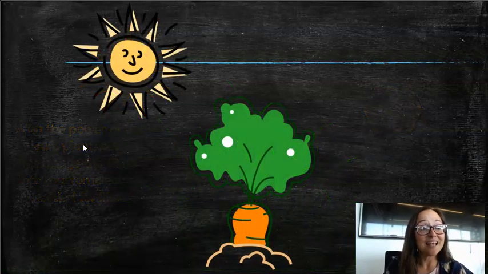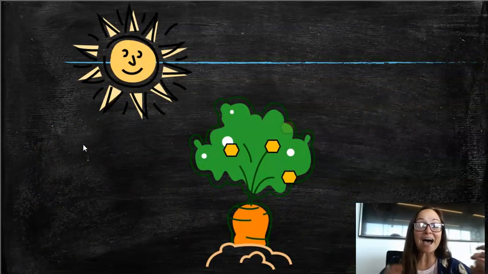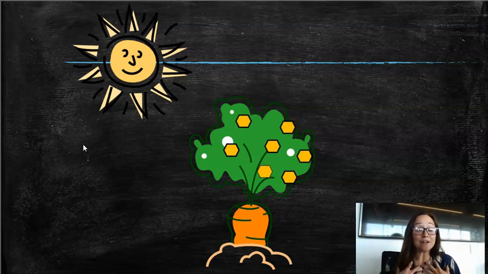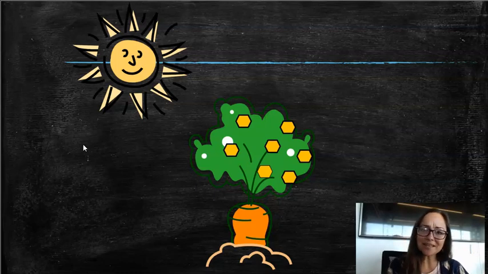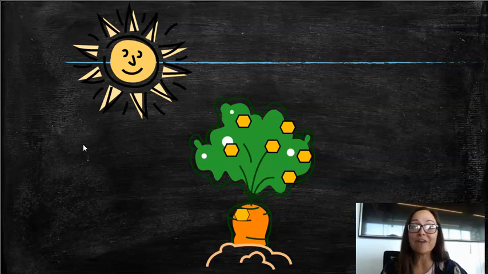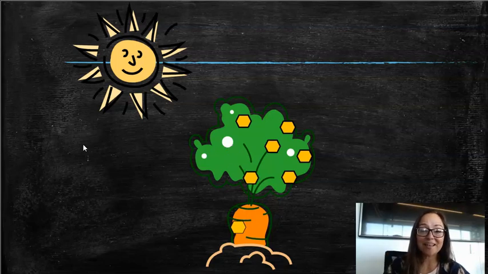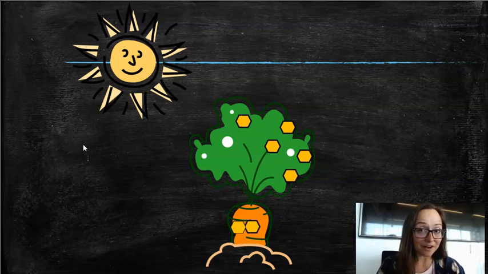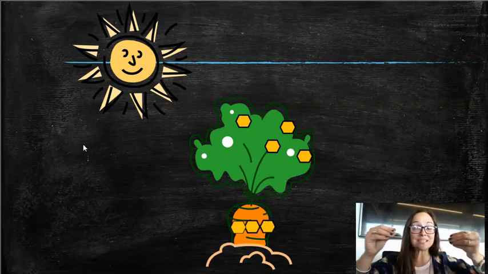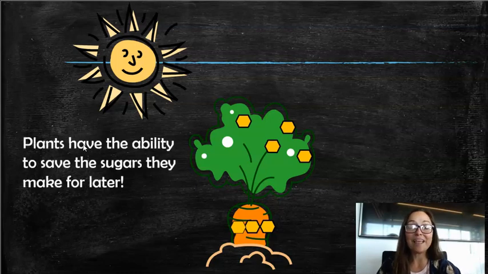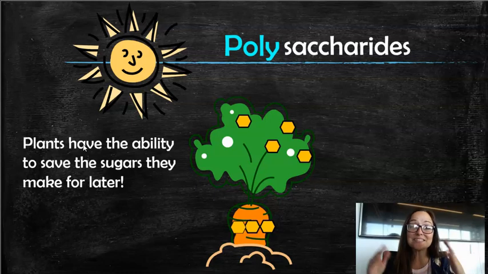Now, plants don't just stop at glucose, right? As they do photosynthesis, this is energy for us when we eat the plant, but it's also energy for the plant. So the plant is going to want to save this extra sugar, these extra monosaccharides called glucose. And when they save them, they form a chain. Each individual glucose is a monomer, but when the plant stores them together in a chain for later, we call this a polysaccharide, because saccharide means sugar.